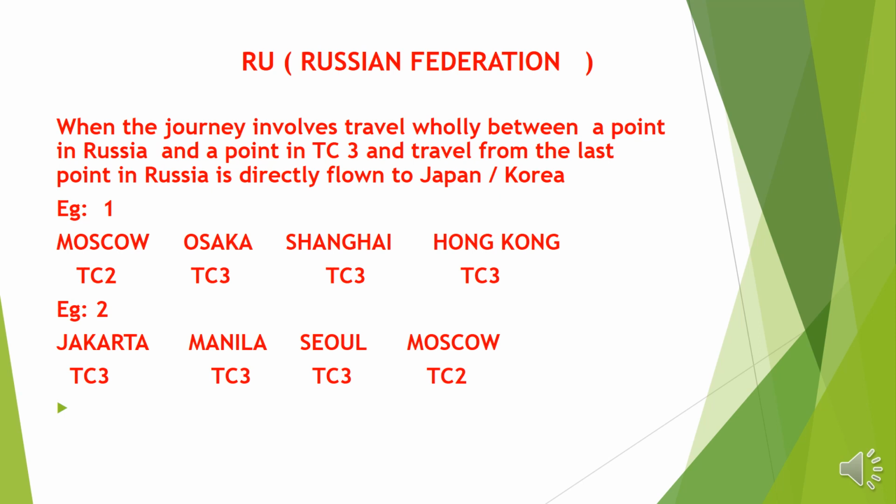Now, second example: Jakarta is in TC3, Manila TC3, Seoul is in TC3 Korea, and Moscow TC2. Now, is the journey starting or ending in Russia? Yes. Is the whole journey in TC2 and 3? Yes. Is there Japan, Korea on the journey? Yes, Seoul. And is the passenger traveling directly from a point in Japan or Korea to Russia? Yes. So this is termed as RU.